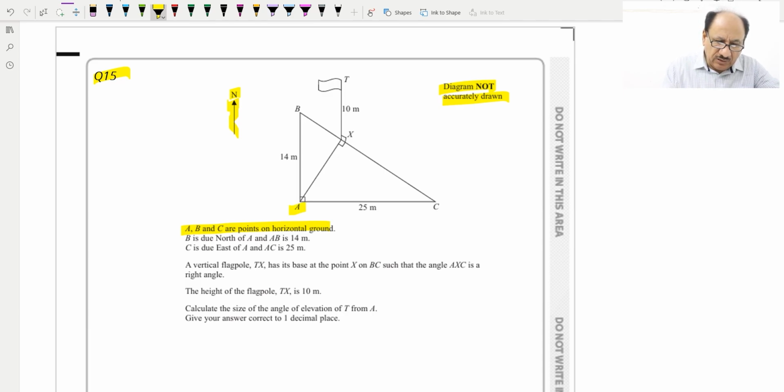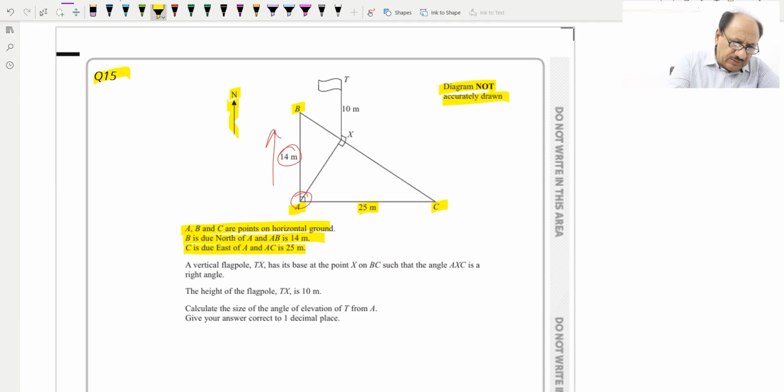ABC are on horizontal ground. B is due north of A, and AB is 14 meters. So B is due north of A, in this direction. And then they are saying C is due east of A, and AC is 25 meters. So due north and due east means that this angle is 90 degrees.